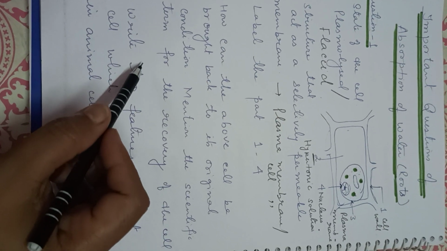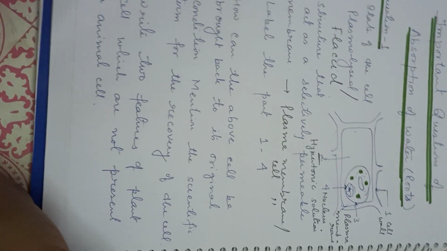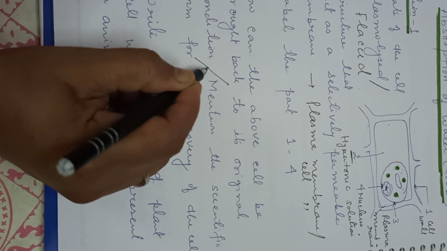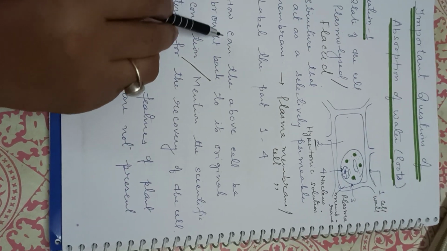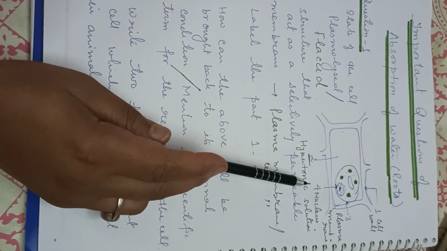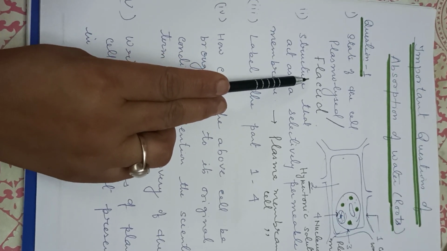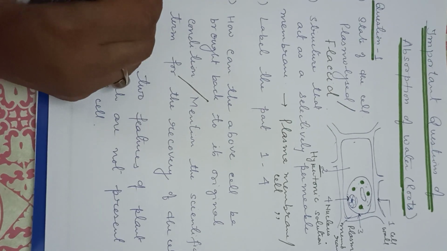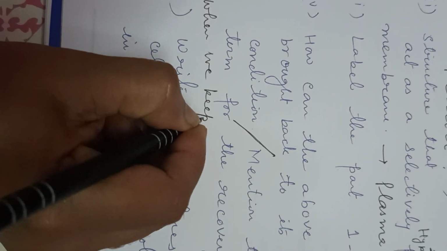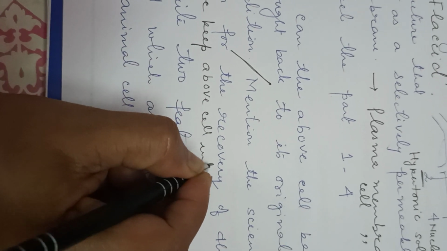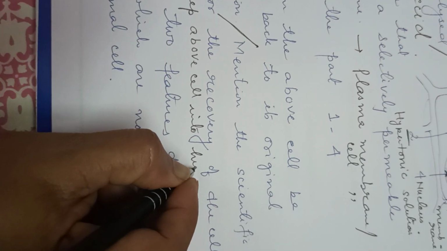Next, how can the above cell be brought back to its original condition? Mention the scientific term for its recovery from plasmolysis. Now you can observe that two different parts are there in the question. The first part is how can the above cell be brought back to its original condition. As we know, the cell is in the flaccid condition. So the original condition is actually the turgid condition. So when we keep the above cell into hypotonic solution.